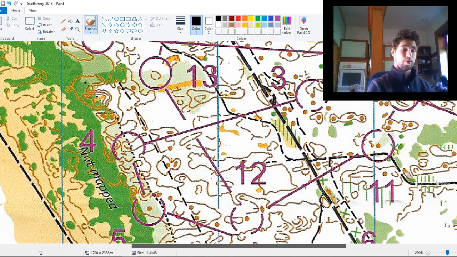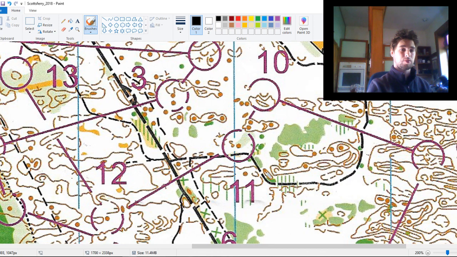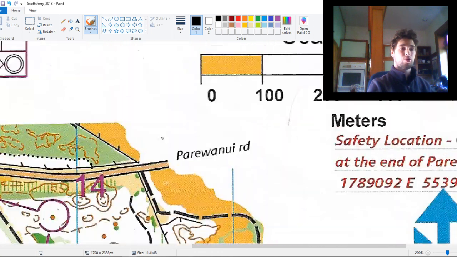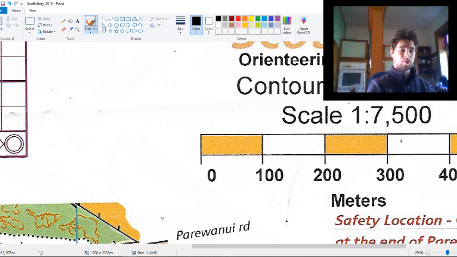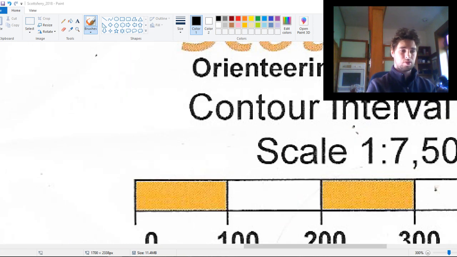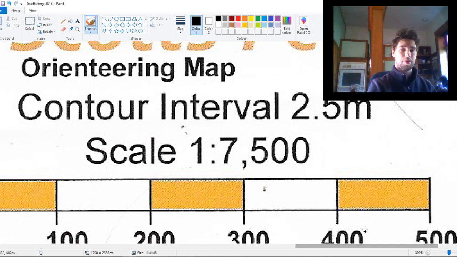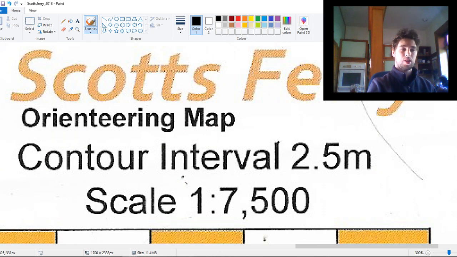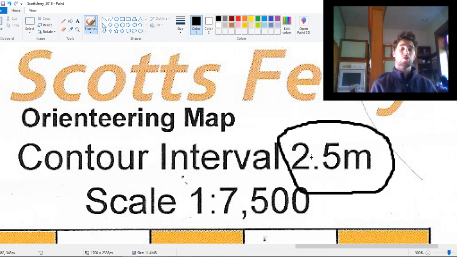So let's scroll up to the top. There's something called contour interval. I'll make sure my face isn't covering it. Here, contour interval 2.5 meters. And so this 2.5 meters tells me how much distance there is between contours. So contours can be roughly 2.5 meters tall. That's what that means.